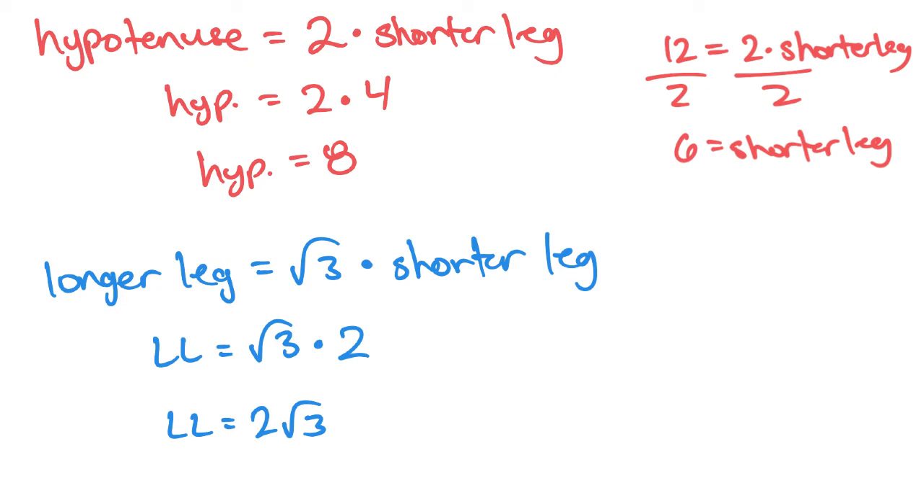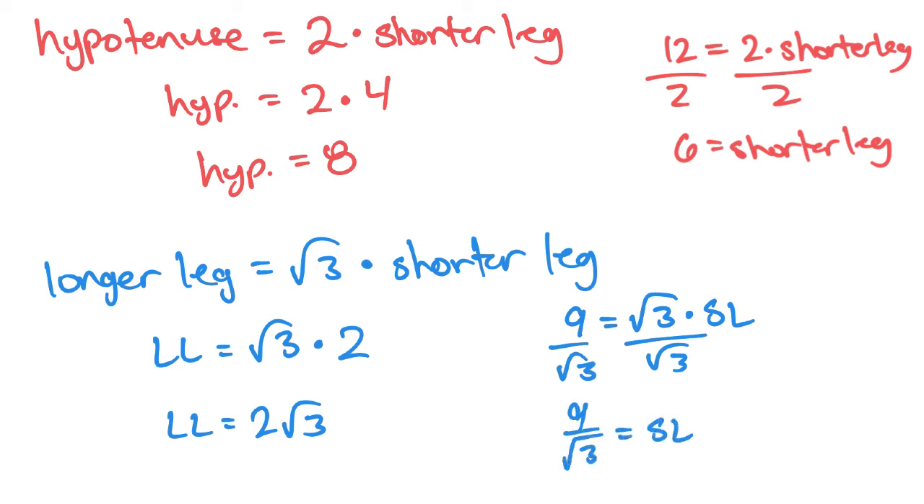So what happens when they give us the longer leg? Well, what if the longer leg, which is across from 60 degrees, let's say that was, let's go with 8. Or no, let's do 9. So 9 is equal to the square root of 3 times my shorter leg. Well, I divide by the square root of 3, and I get 9 over the square root of 3 is equal to my shorter leg.